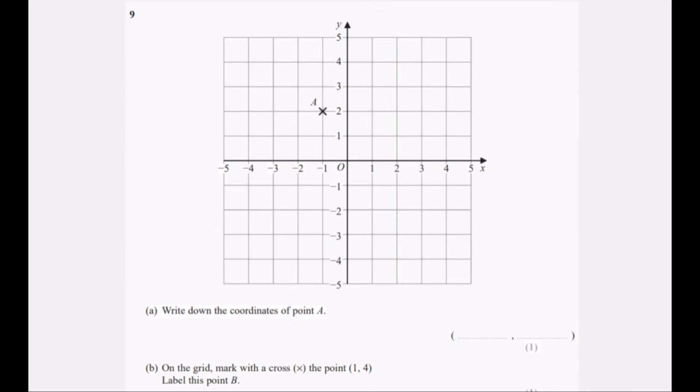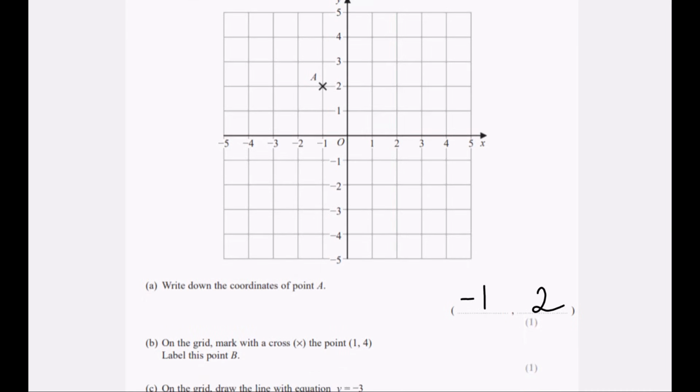Question 9. Write down the coordinates of point A. So A is here. So x and y. Its x is -1. Its y is 2. So it's -1, 2. On the grid, mark with a cross the point 1, 4. So 1 on the x, 4 on the y. Label the point B.